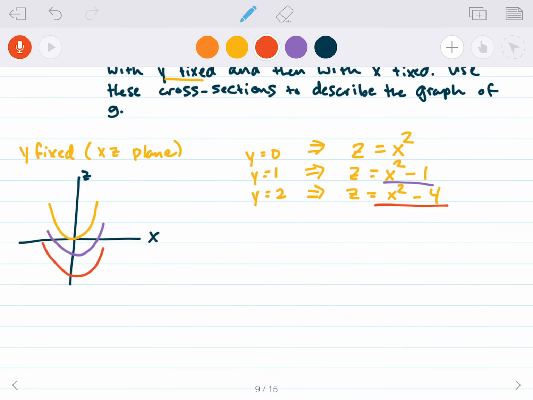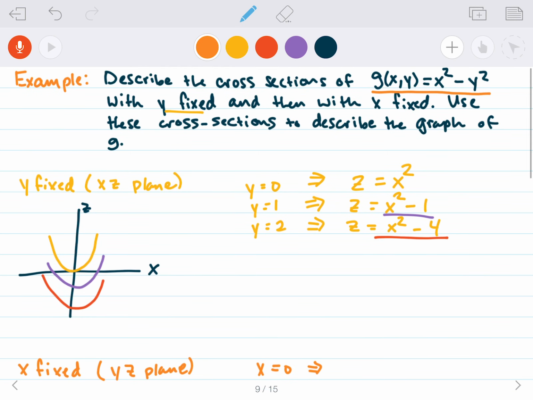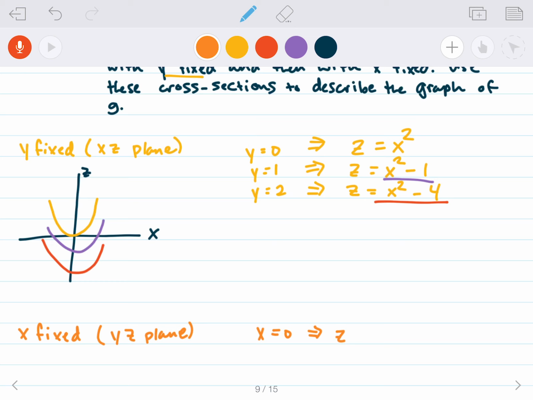All right, now let's look at when x is fixed. So when x is fixed, we're looking at what remains, the yz plane. Okay, so when x is fixed, let's choose x to be 0. You could choose x to be anything. It doesn't have to be 0, 1, 2, just a fixed number. When we plug 0 in for x into this equation right here, we have 0 minus y squared, which is minus y squared. So z equals minus y squared.